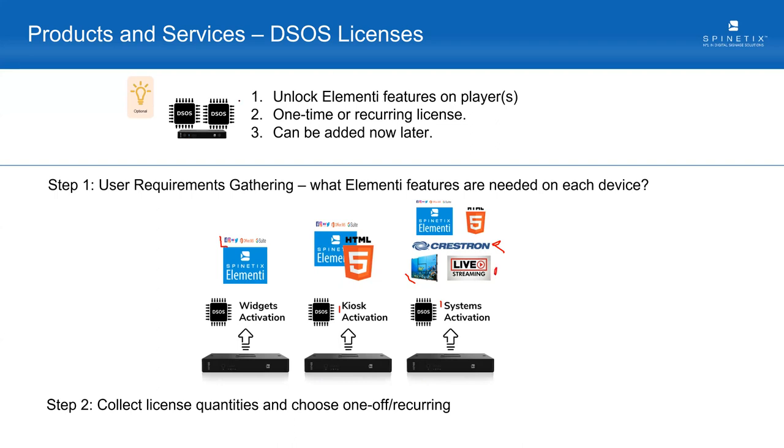These licenses are really flexible. You just have a tool online where you can unlock the Elementi features on a player. You buy the license, you get a code, you put in the serial number of the player, and it can use the license. You can do it over the air, you can do it after installation, you can even do it a year after you've designed the project. They can be one-time or recurring. Most people choose one-time licenses because they want to associate the cost of those features with the one-time cost of the device. But if you feel that recurring OpEx costs would work better for this customer, go with the recurring option.